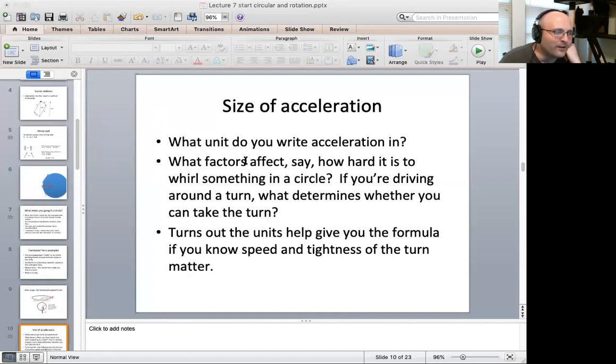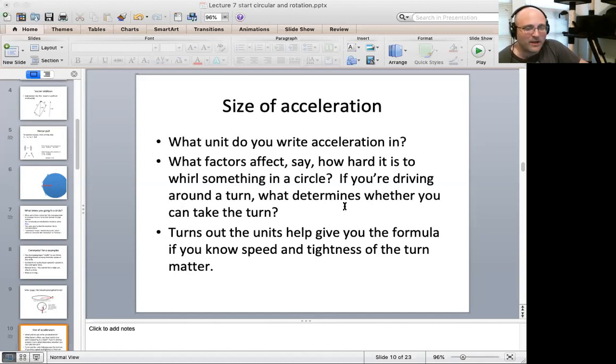So what factors affect how hard it is to whirl something in a circle? Many people think the mass matters, and for force, that's totally true. Other things would be like the friction on the road. So if it's raining out and the road is wet, that really matters as well. Those are force-related things, and we won't ignore them, but the most important things, and I'll make sure to notice these if any of you answer them, is that how fast you're going matters and how tight the turn is matters. If it's a really tight turn, they'll put a low speed limit on it.